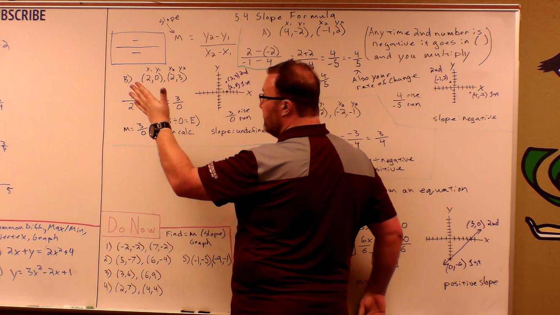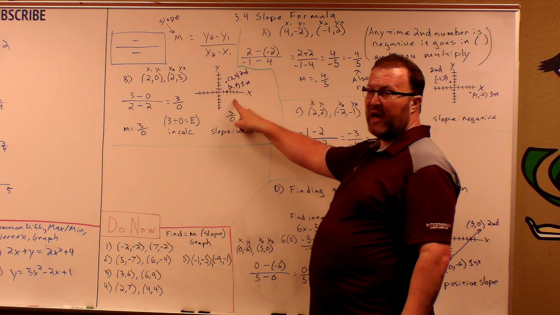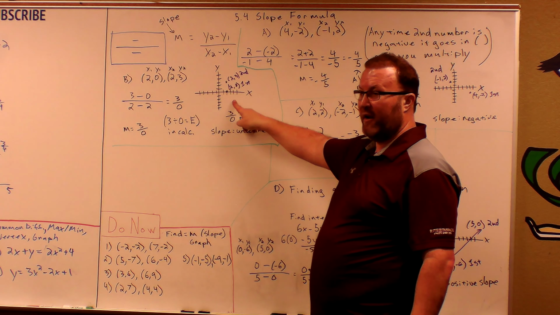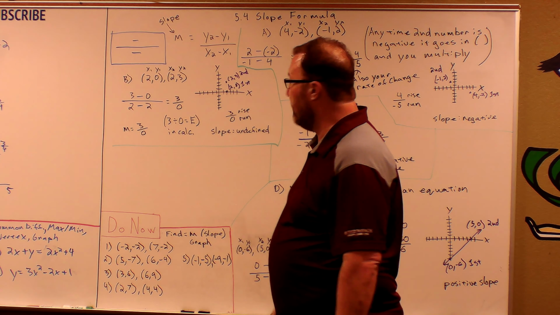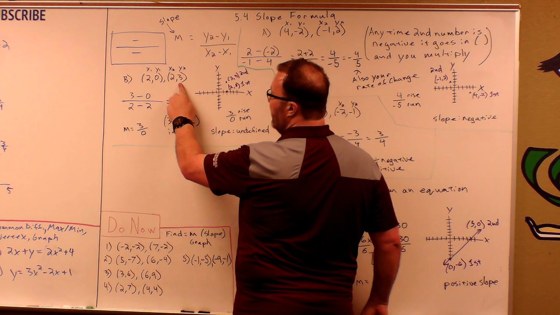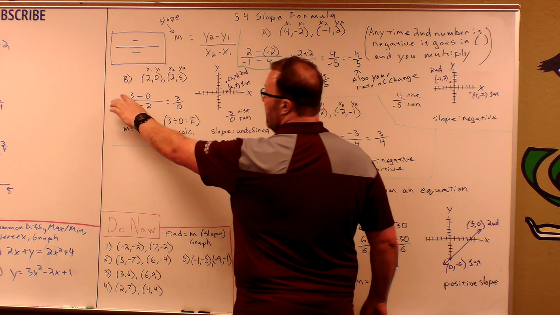By the way, y is always on top. Here's a good way to remember this. Which one's on top, the x or the y on the graph? The y. So if you remember, the y's always go on top, the x's go on the bottom. Okay? Okay, so y2, 3, 0. Then 2 and 2. So we're going to solve this.